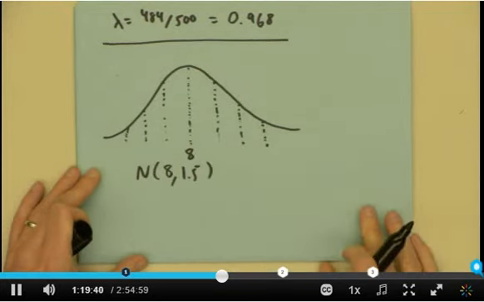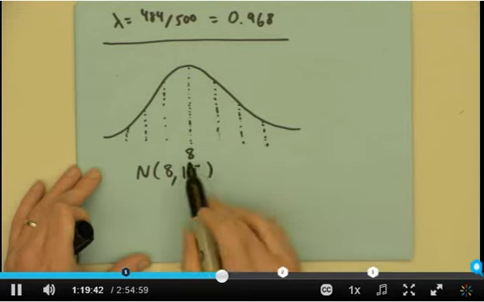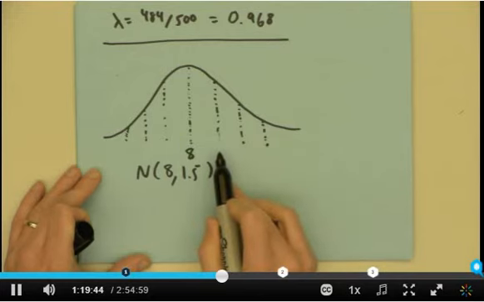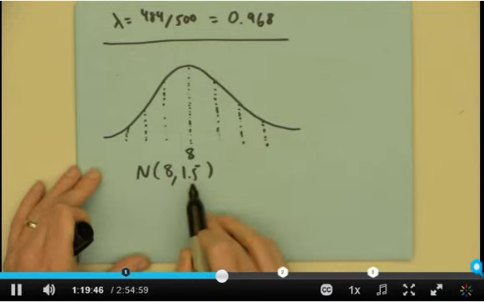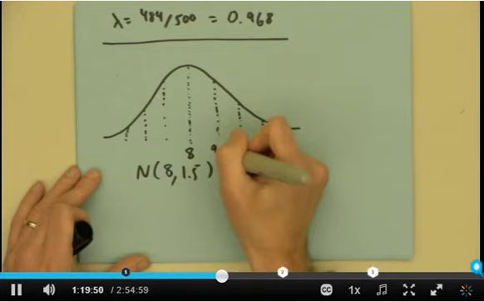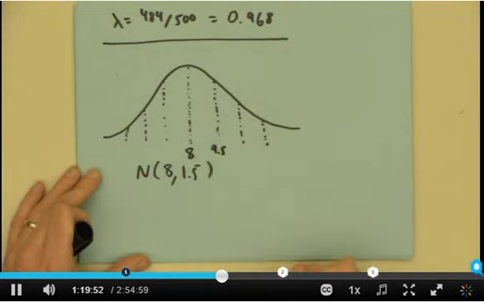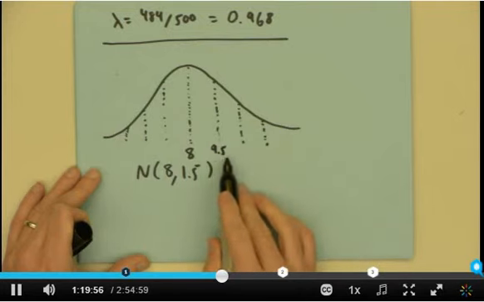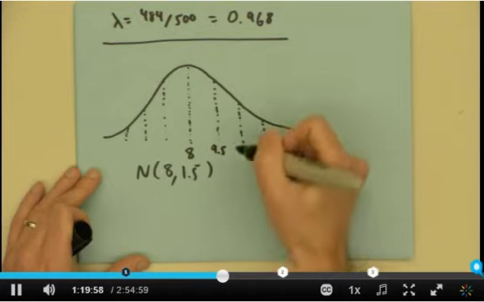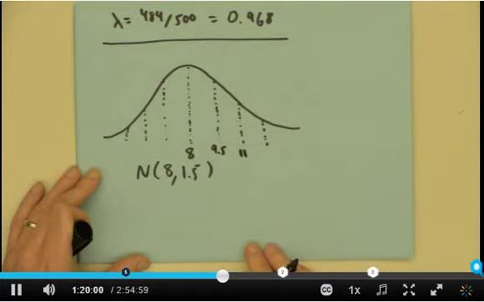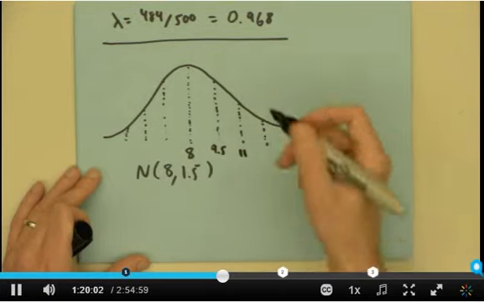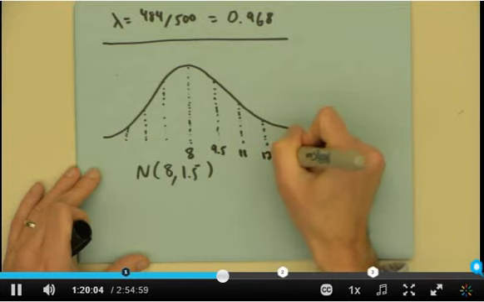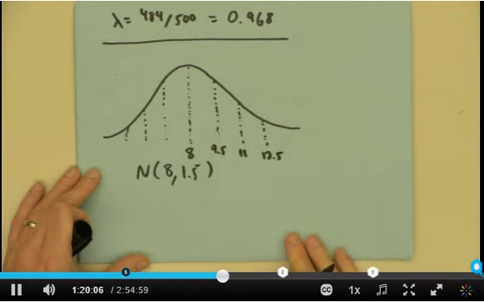I'm not a great artist, you just have to live with that. One standard deviation above the mean would be 8 plus 1.5, which would be a 9.5. Two standard deviations above the mean would be another 1.5 above that, so it would be an 11. And then 3 standard deviations would be 12.5.